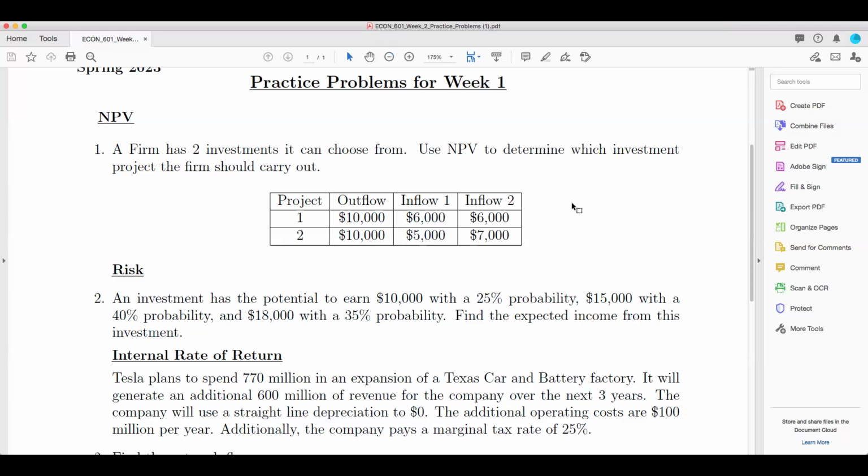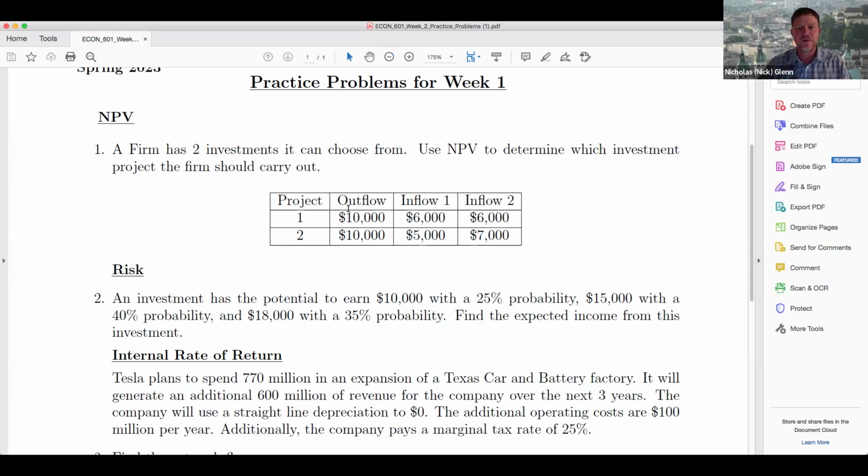Okay. All right, so we're going to use this concept that we have for present value, and we're going to use that to solve for net present value for these 2 different projects here. One project costs $10,000, its initial investment that you have to make, and it's going to generate $6,000 a year from now and $6,000 2 years from now.